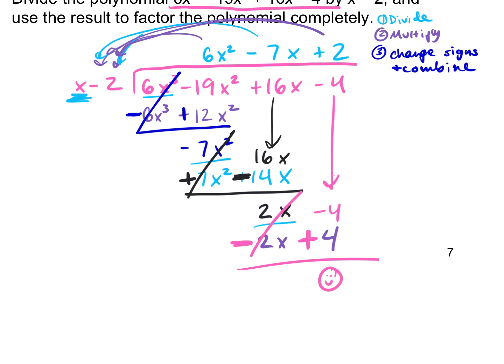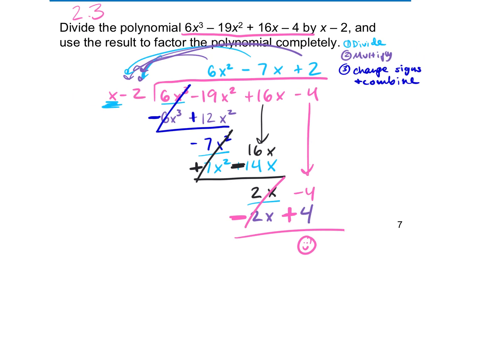Once we run out of terms, once we hit our constant and we have nothing left, everything after that would be our remainder. So here our remainder is just 0. When we divided, our answer is 6x squared minus 7x plus 2. Now, the question says, use the result to factor the polynomial completely. So let's factor this.